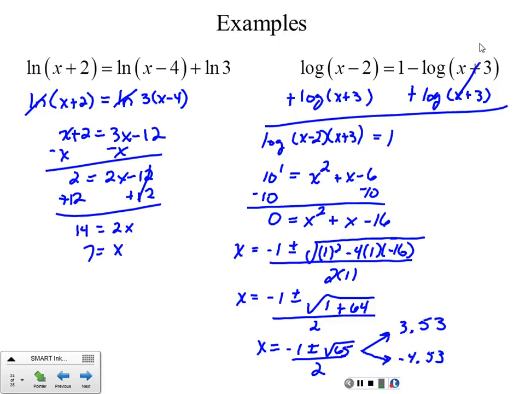All right, so let's test these. If I plug in 3.53 here, is that good? Yes, and if I plug in 3.53 here? Good. All right, so this one's good. -4.53 here? No. -4.53 here? No. This one's bad. So 3.53.